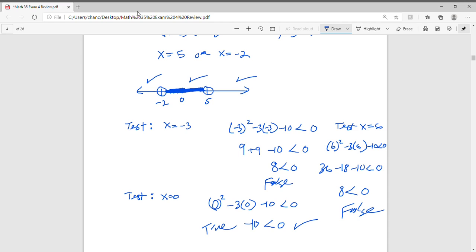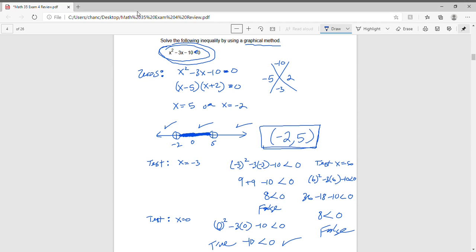What is our solution? Our solution is everything between negative 2 and 5. This is the solution in interval notation. Let's visualize what this means. This means we have a parabola that has zeros at negative 2 and 5. It faces up because the leading coefficient is positive. And we're asking, when is the graph less than 0? That means when does it dip below the x-axis? Well, that's exactly between negative 2 and 5.